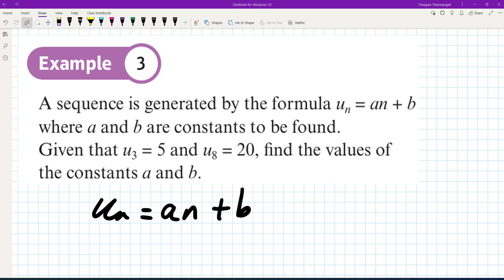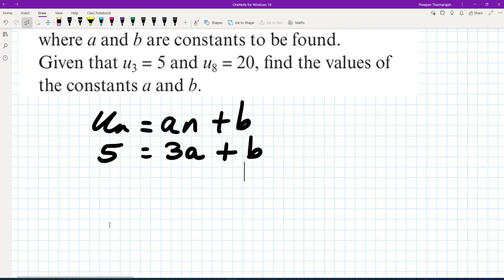We have the nth term written down, so we're going to substitute the values in. Well, n is 3, so we have 3 times a. Now u3 is the value of 5, so we replace that with 5, plus b. Now u8 is equal to 20, and the value of n is 8 here, so it's 8a plus b. So we're going to solve a simultaneous equation here.